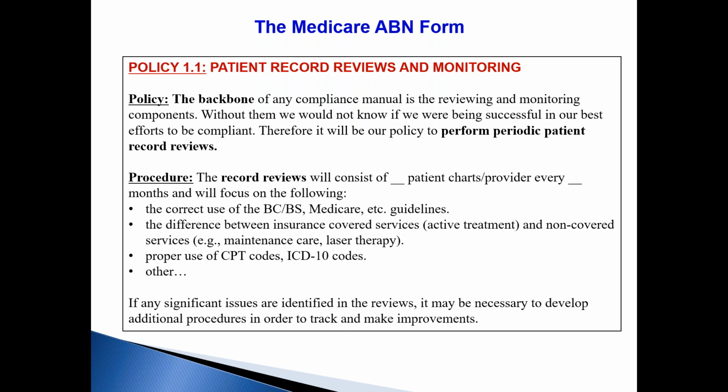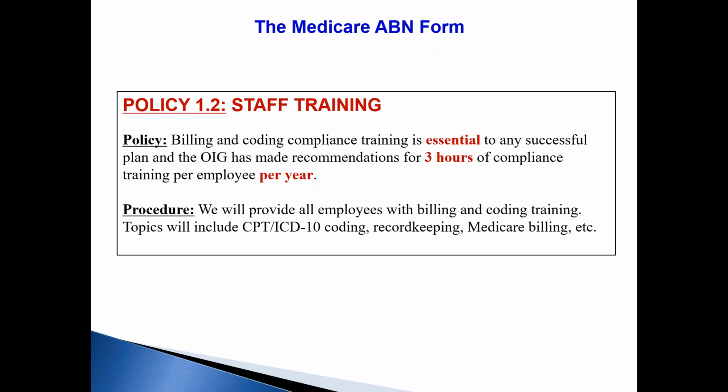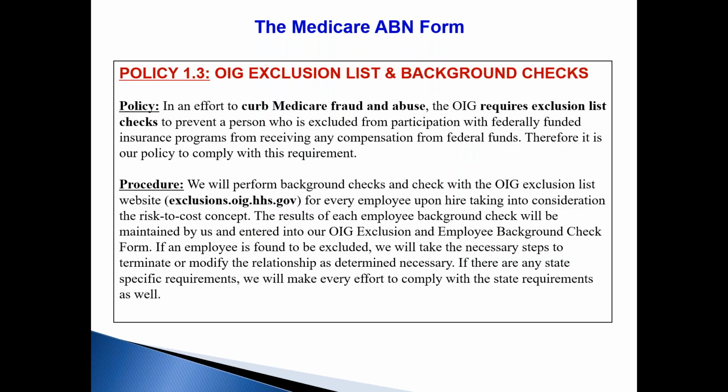The first one is record reviews. The backbone of any compliance plan is reviewing patient records. So your policy is to perform periodic reviews. What's the procedure? We usually take 5 to 10 charts every 4 to 6 months. Here's another policy, staff training, 3 hours per year. Document that in a spreadsheet. Here's another policy, exclusion list.